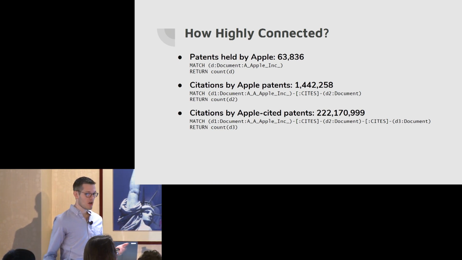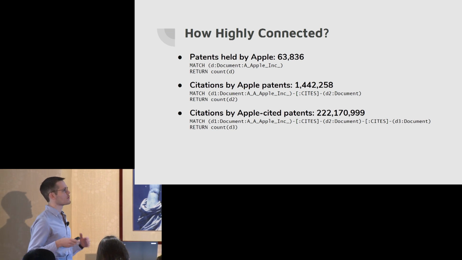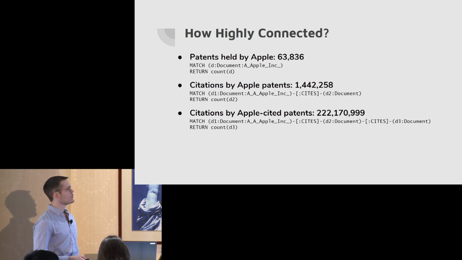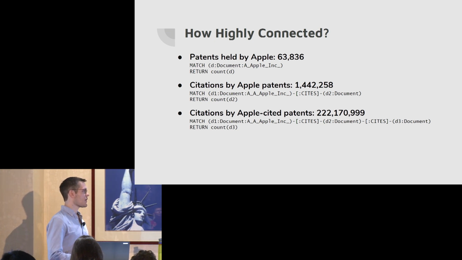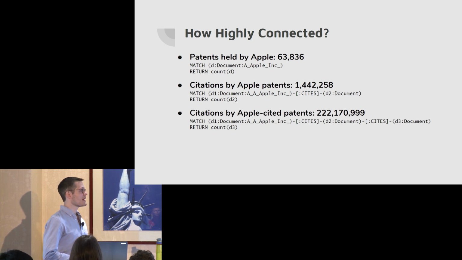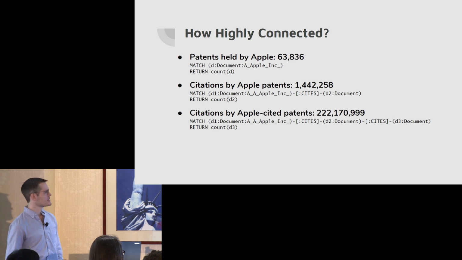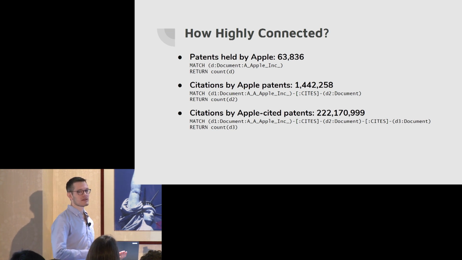So how highly connected are these data? If you're looking at Apple, and Apple is kind of middle of the road in terms of raw number of patents held, when we run a query here matching for Apple, we end up with about 60,000 patents. And the citations from Apple, though, balloon quite a bit to over 1 million patents, 1.4 million or so. It's about a factor of 20 increase. So we can tell here that on average, these Apple patents are citing 20 other patents.